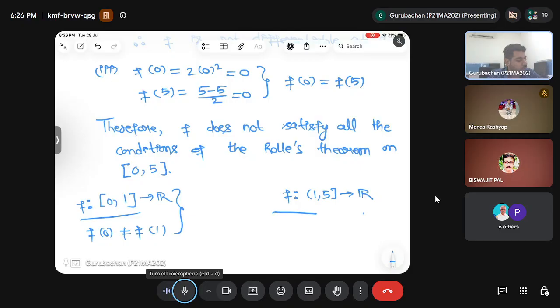Okay. What about in this case? Same thing. But 1 is not in the domain. Yes. We have to check for 1 plus h.